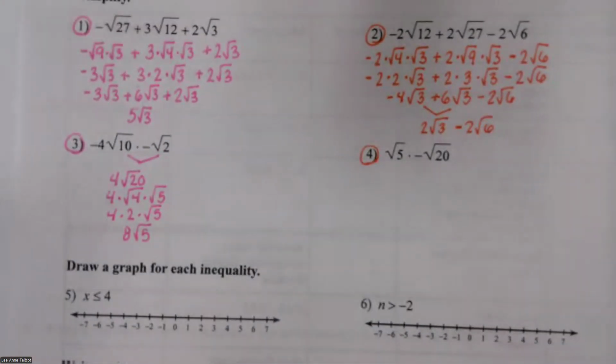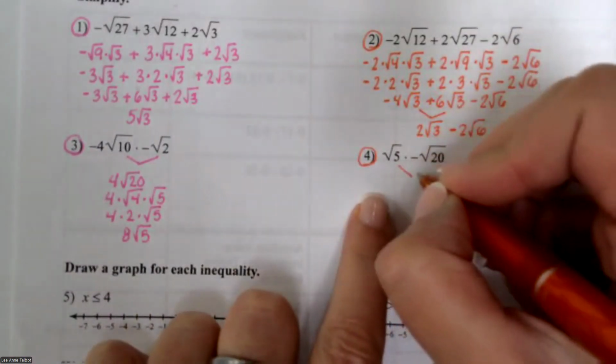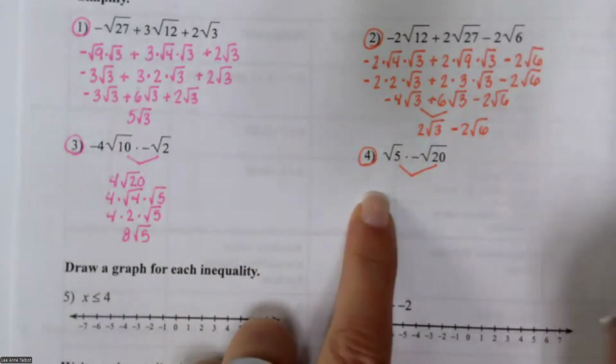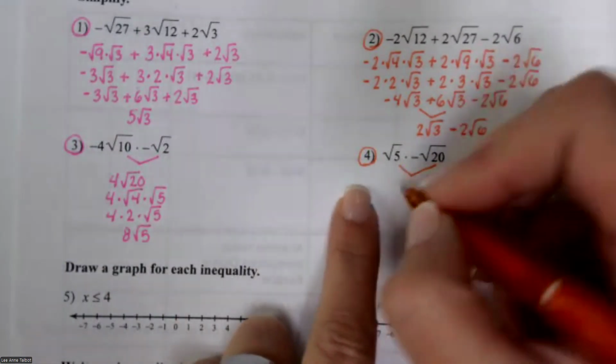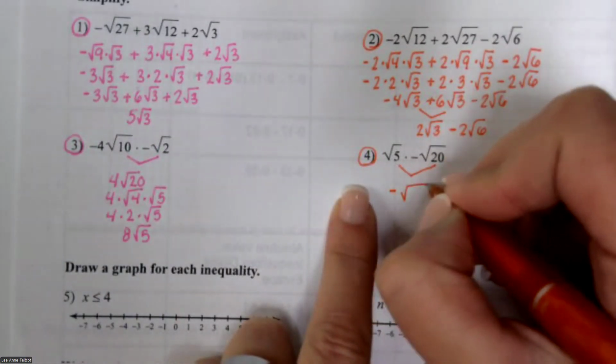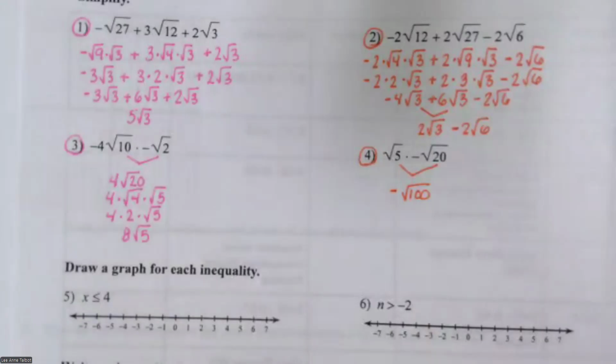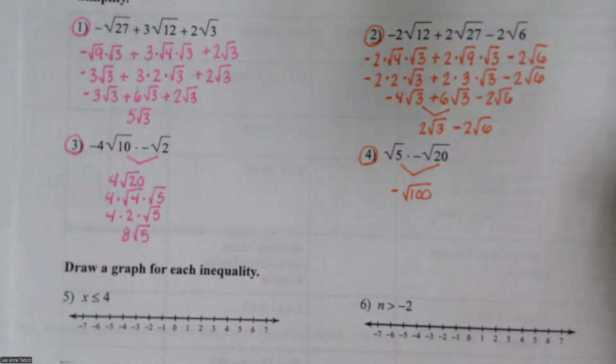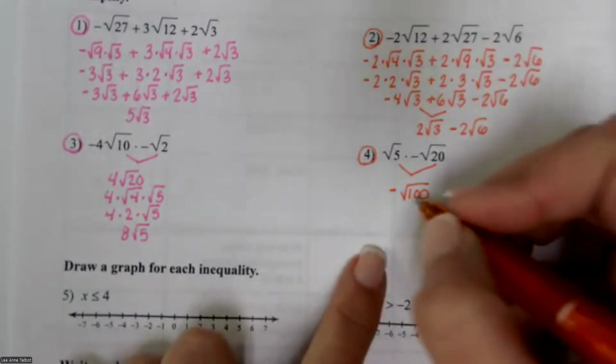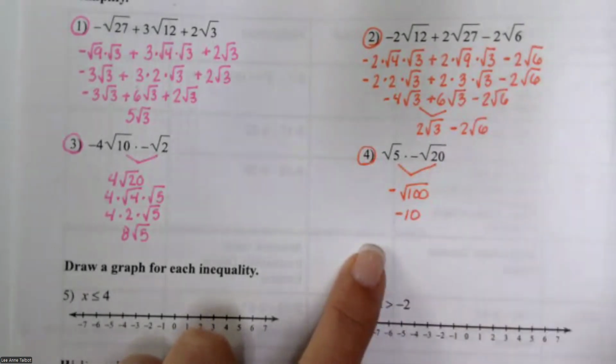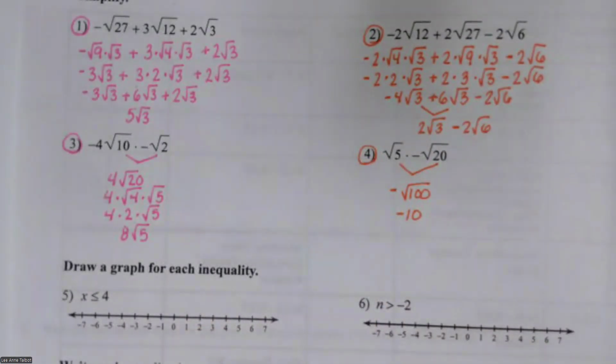Okay, now number 4 is my favorite problem. This is the most satisfying problem. So first thing I do is multiply 5 and 20. And I get negative square root 100. Do you see why it's so satisfying? Yeah, square root of 100 is 10. So my final answer is just -10.